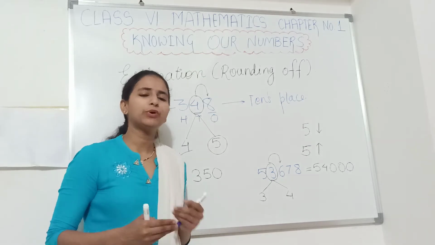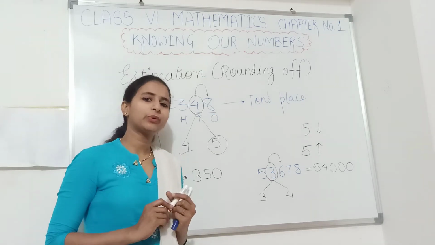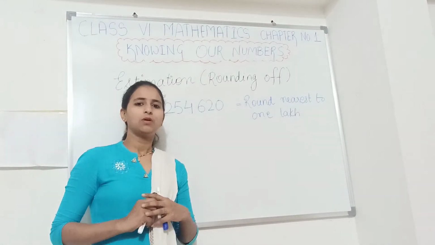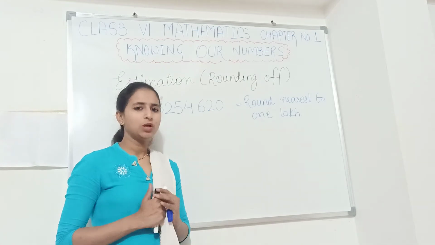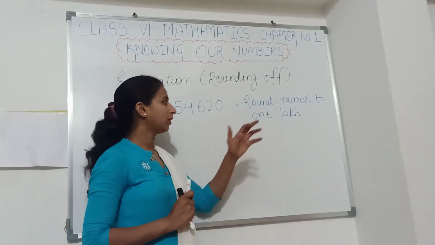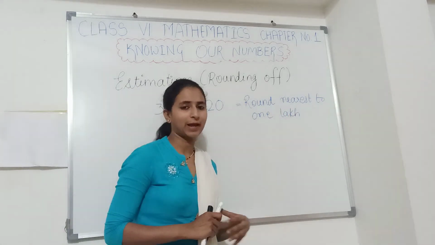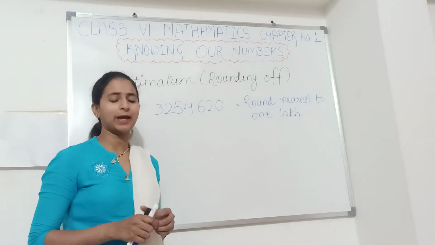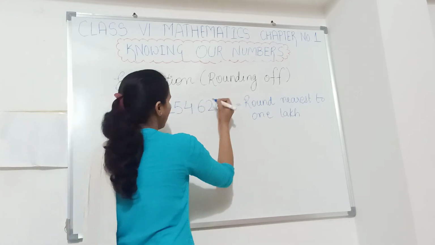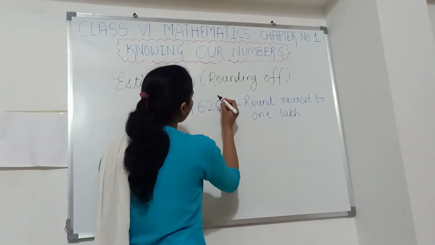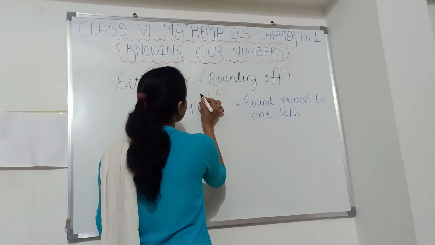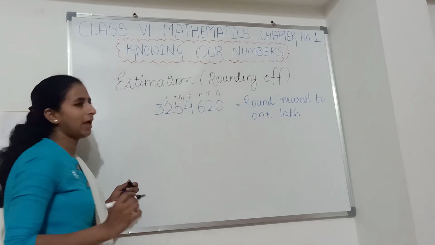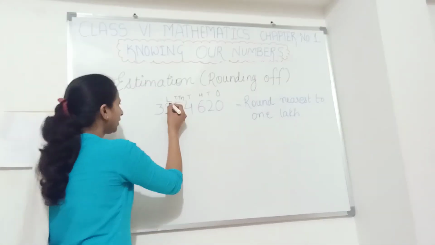Let's take one more big number as an example so that you can be more familiar with estimation. Let's understand the concept more by taking one more big example. The question is: round off this given number to the nearest lakh. First, you have to find which digit is in the lakhs place. For that you should know place values: here 0 is in the ones place, then tens, 100, 1000, 10,000, and 2 is in the lakhs place. So I got the number in the lakhs place.